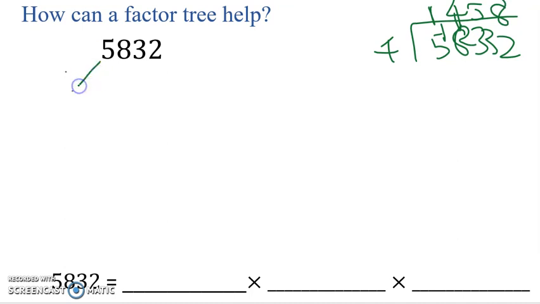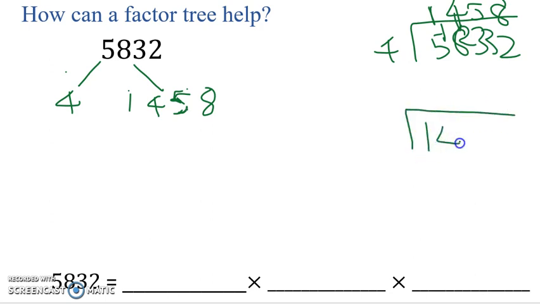So we've got 4 times 1,458. Sorry, my writing is terrible. Bear with me here. Okay. And I can see already just by looking at that last digit of 8 that I can go again and divide 1,458 by 4. So 4 goes into 14 3 times, remainder 2. 4 into 25 goes 6 times. Isn't that interesting? It doesn't divide.